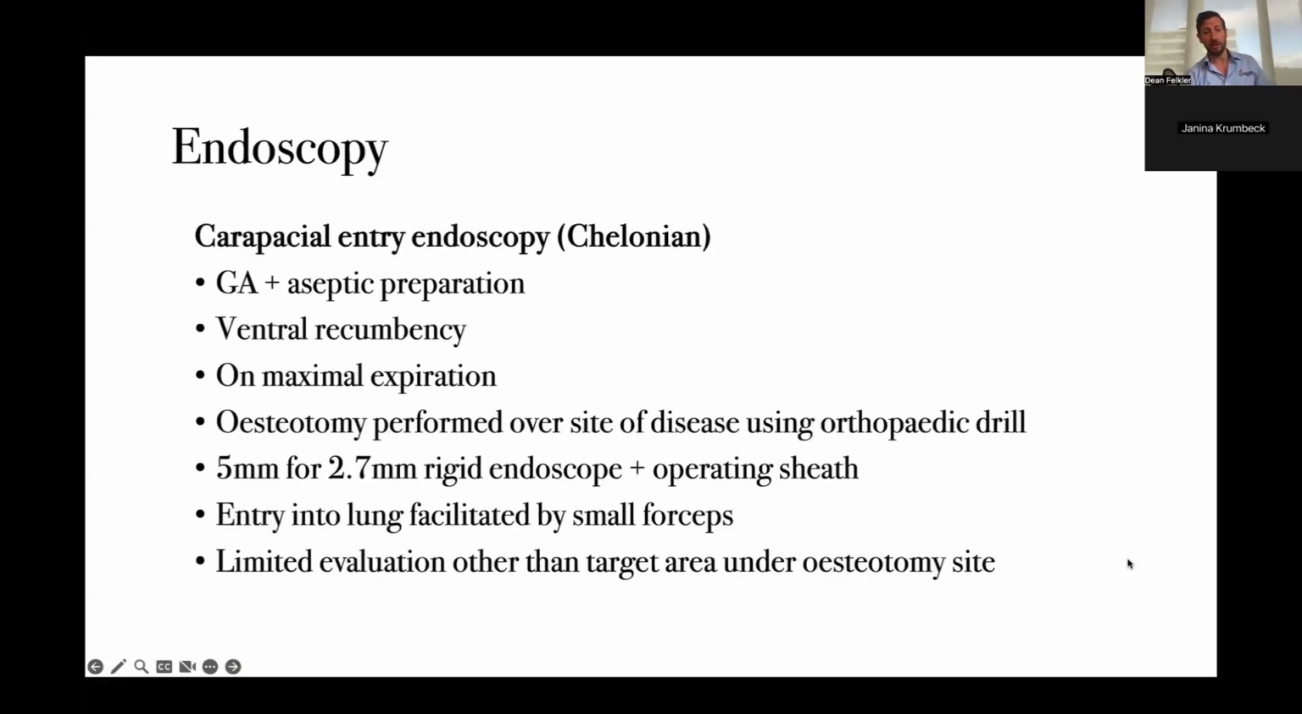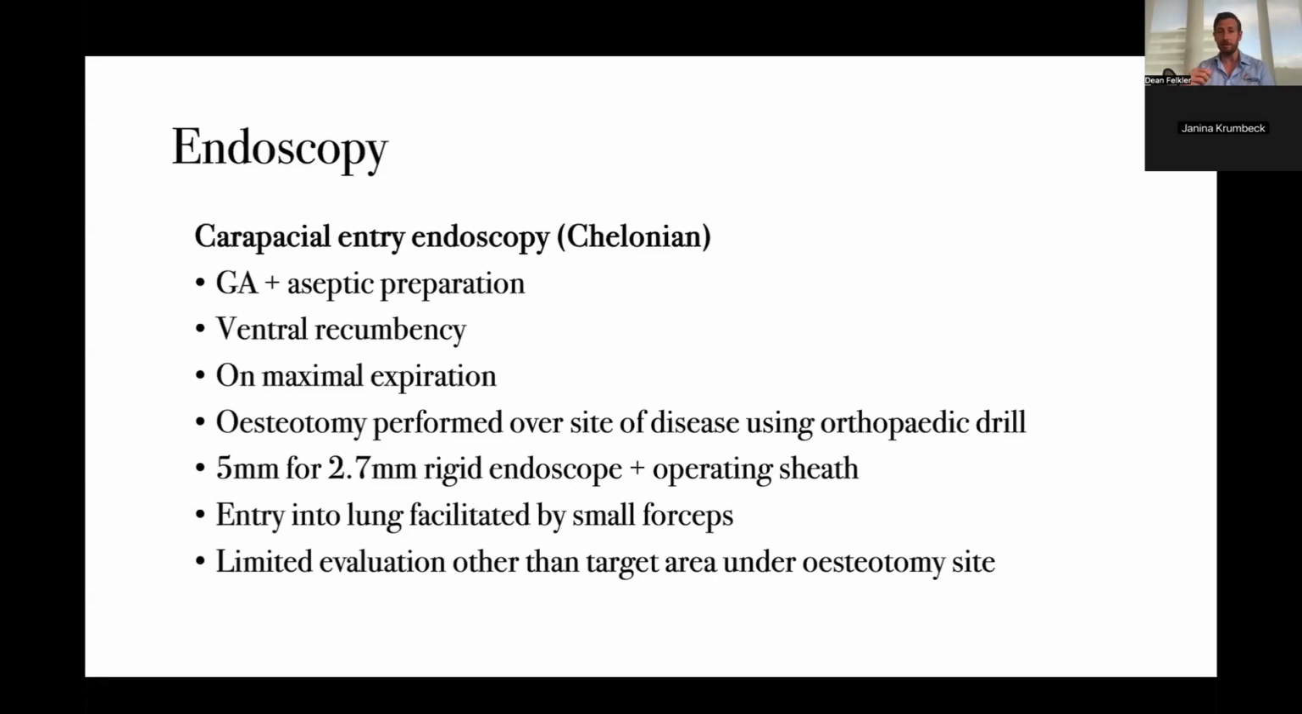The final way in the chelonian species is a bit more invasive. Again, anesthetized, aseptically prepared, in ventral recumbency, and you want to be drilling through the carapace directly over the site of infection. So ideally you want to do a CT, just so you know exactly where the lesion is, and then use that to guide your incision. So just do an osteotomy site over the area of disease, and just for approximation, you want to be using a 5mm drill in terms of diameter to fit your 2.7 and operating sheath down there.